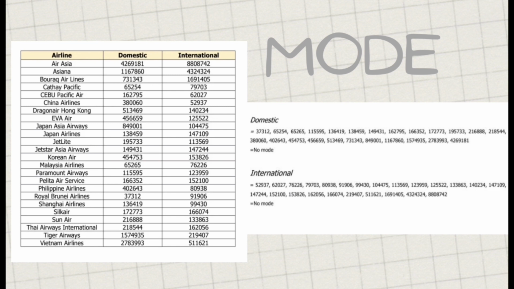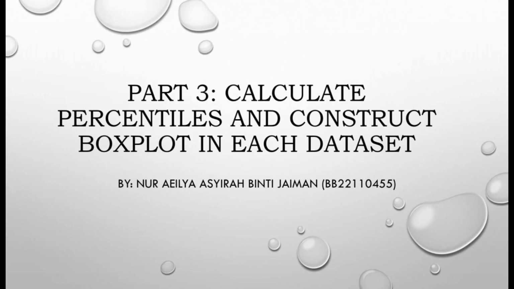The last part is mode. Mode refers to the value that occurs most often in the dataset. And for domestic and international, I already arranged the data in ascending order and I found out that there is no mode here.